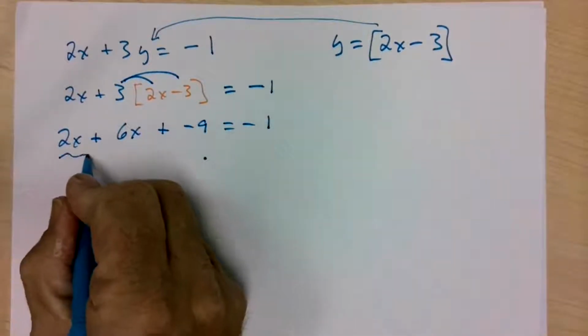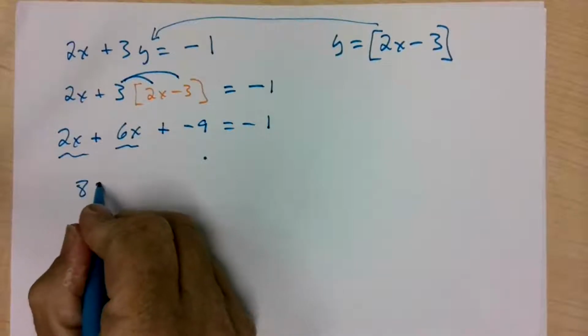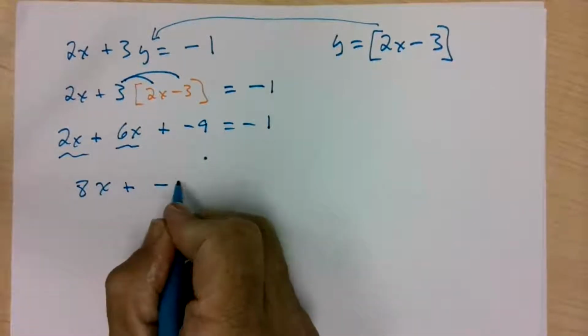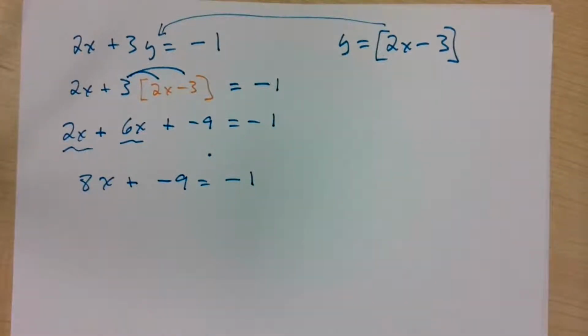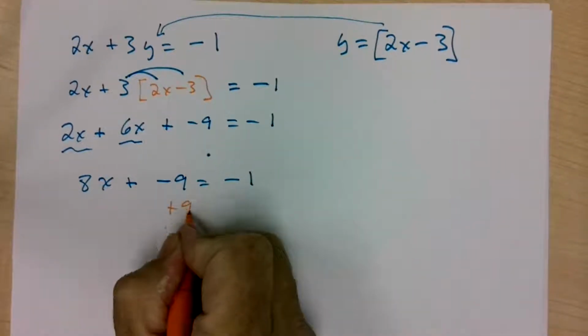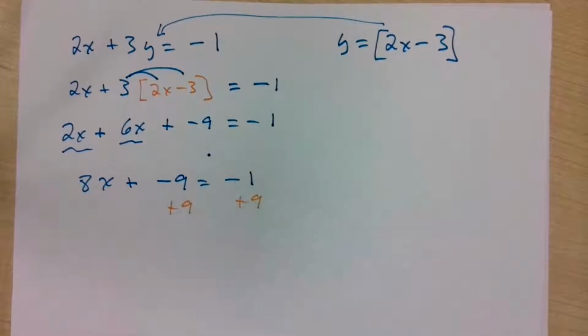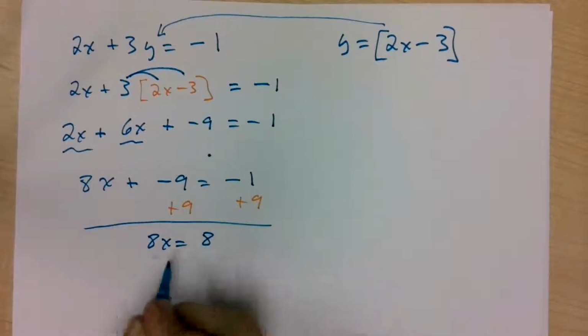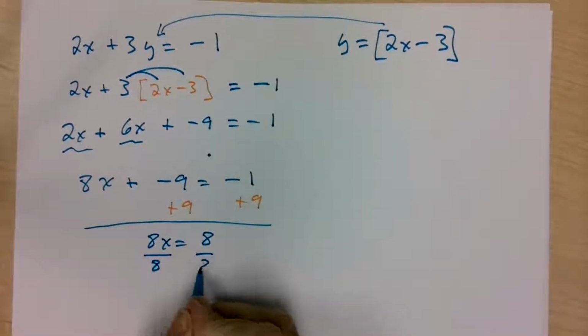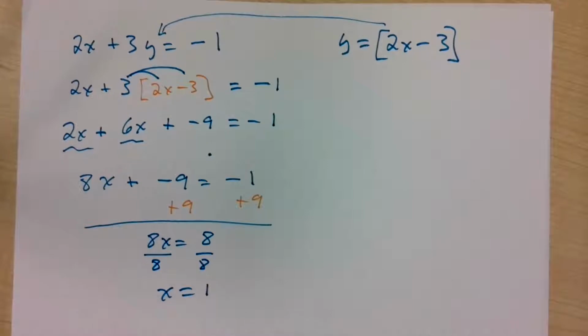Now adding these things together, 2x plus 6x is 8x, plus -9 is -1. Add 9 to both sides, and I get 8x is 9 minus 1, 8x is 8, dividing by 8, and we get x equals 1.